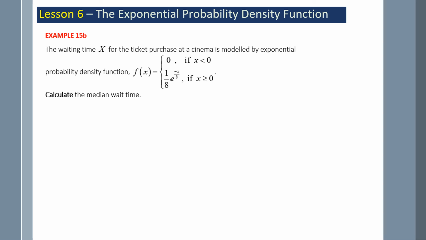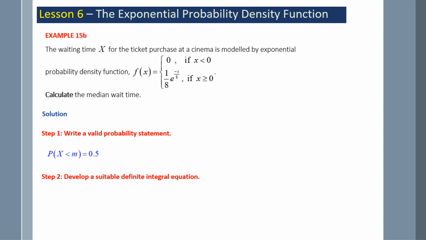Example 15b. The waiting time X for the ticket purchase at a cinema is modelled by the exponential probability density function given by f(x). Calculate the median wait time. So solution. Write a valid probability statement. That is, the probability that X is less than some value m has to equal 0.5. So now develop a suitable definite integral equation, where our lower boundary is 0, our upper boundary is some value m, our integrand is 0.2 e to the negative 0.2x, and the area, when we evaluate this, has to equal 0.5. It's half the area underneath the curve.